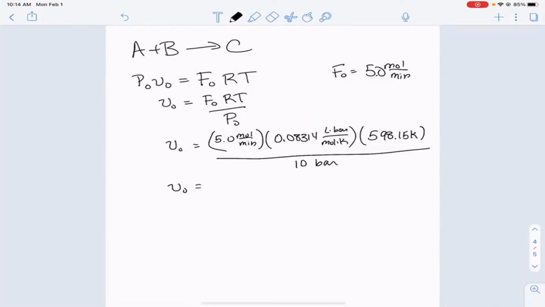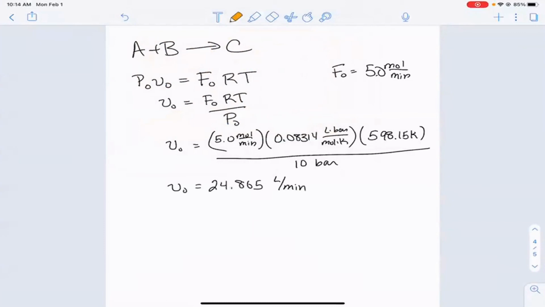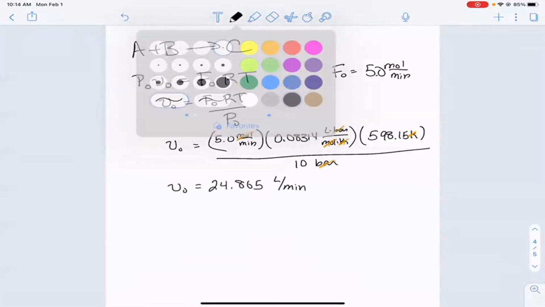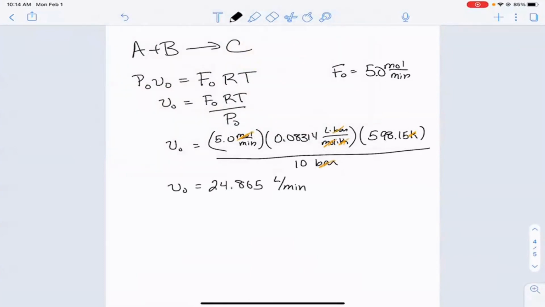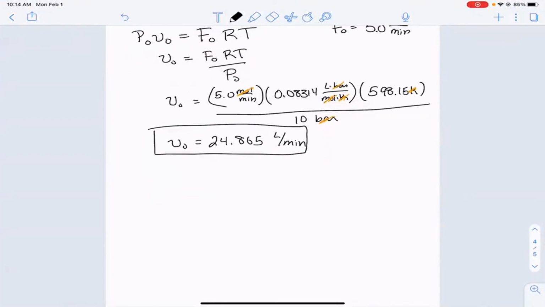So the initial volumetric flow rate then is equal to 24.865 liters per minute. And we can actually check the units if we want to. The moles cancel, Kelvin cancels, and bar cancels, and we're left with 24.865 liters per minute. Okay? All right. So we now have the initial volumetric flow rate. That's great. So now let's use the same equation to get us to our concentrations.